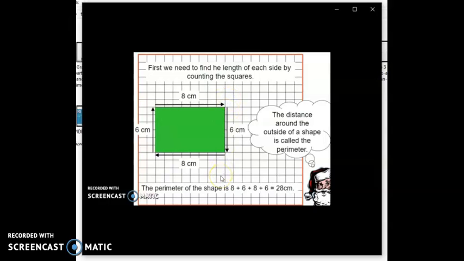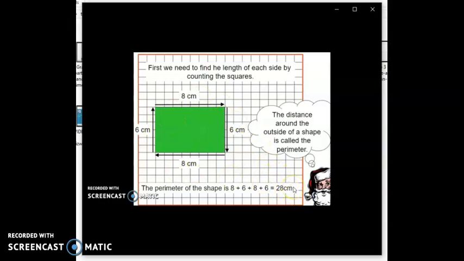After that, what do I have to do? After finding the length of each side of my shape, I need to add these lengths also to find the final answer. My first length is 8 centimeter. I will write it here. Then I will plus 6 centimeter. Then I will plus 8 centimeter, and then the last 6 centimeter. So when I add it, it will become 28 centimeter. So my perimeter is 28 centimeter.